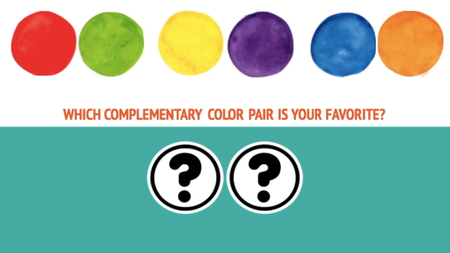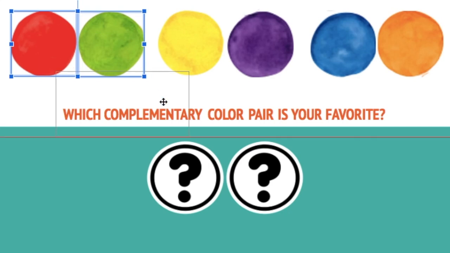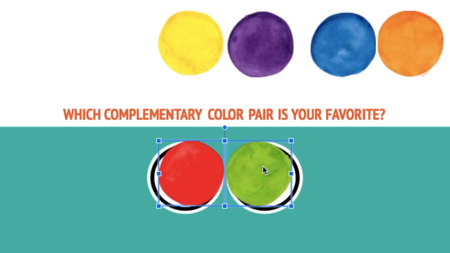Our last question is an opinion question. Which complementary color pair is your favorite? When you go to click on a pair, you'll notice they're both grouped, so you don't have to worry about clicking on both of them. Both will come with you. Just click to activate the group, and then drag the group over the 2 question marks.